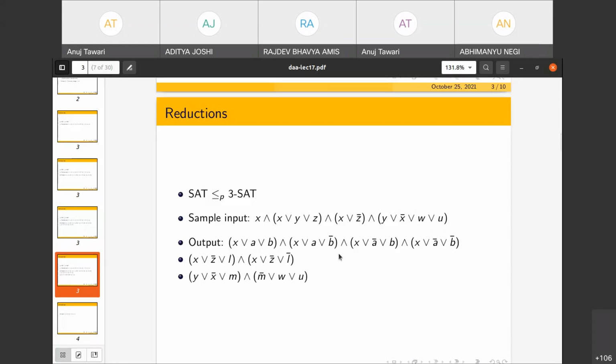So the same thing we can do here. We had only three variables, x or y or z, so we didn't need to do anything. For x or z bar, there are two variables, so we can introduce one additional variable L and write this as x or z bar or L and x or z bar or L bar.